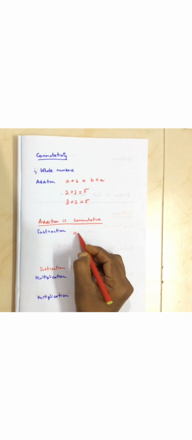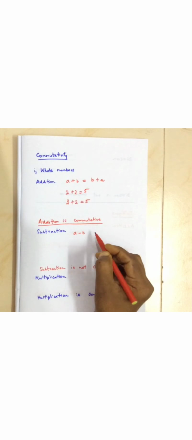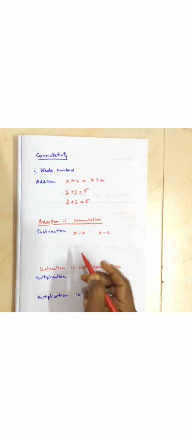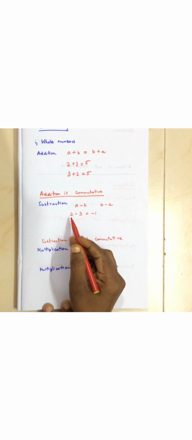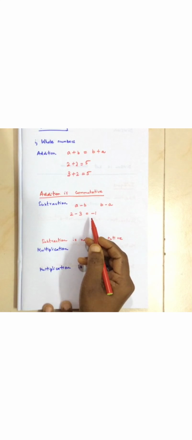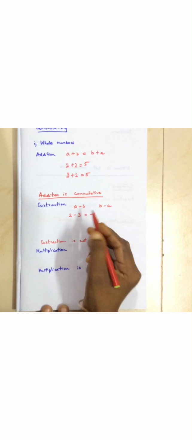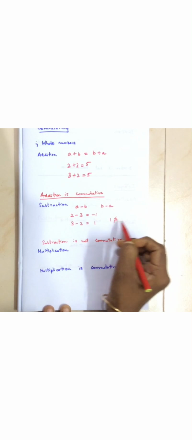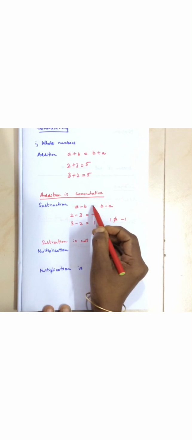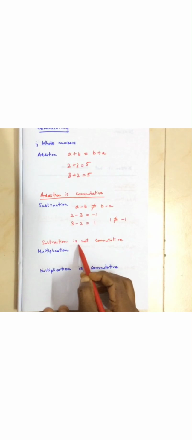The next is subtraction. If you subtract a minus b, we have to check whether it is equal to b minus a. Take 2 minus 3, which is equal to minus 1, because when you subtract, we give the sign of the bigger number, which is minus 1. Now 3 minus 2 gives 1. So here we can say 1 is not equal to minus 1. So a minus b is not equal to b minus a. So subtraction is not commutative for whole numbers.